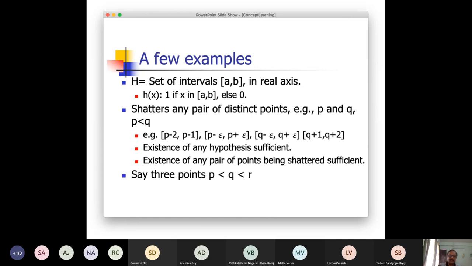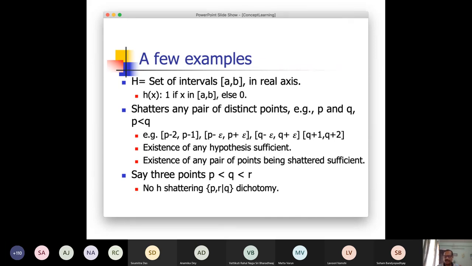You can also show that if I have 3 points, they are not going to be shattered. Take 3 distinct points, P less than Q less than R. This order will always be there on the real axis. Then you find that there is a configuration for which you cannot find any interval. Say P and R are positive and Q is negative.